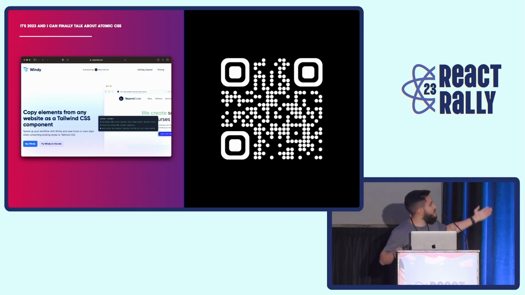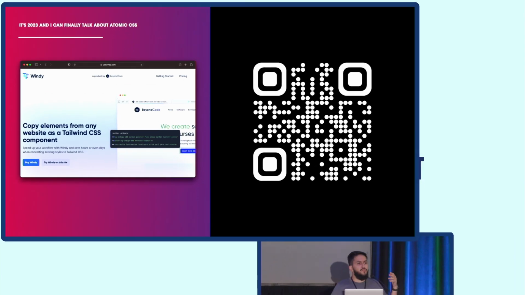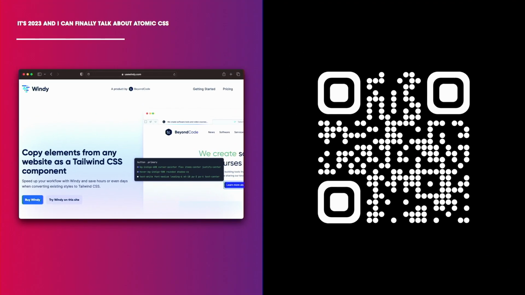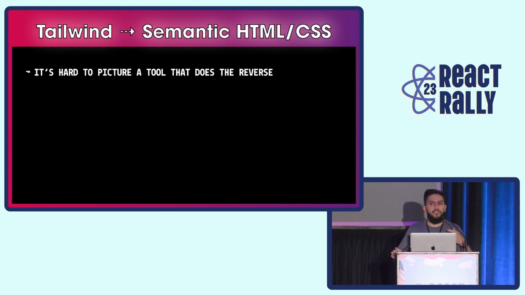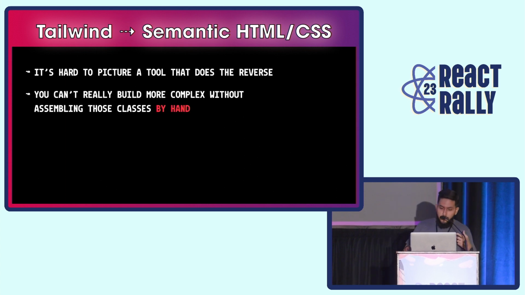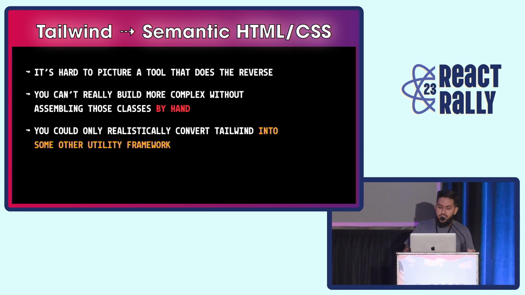And it's no wonder that we have tools like Wendy that automatically go through your code using semantic CSS and generate atomic Tailwind classes out of it. But if we shift and try to think of the opposite, so let's say we have Tailwind or Atomic CSS and we want to convert that into semantic classes, it's really hard to picture a similar tool that would do that, because you can't really build more complex things without assembling them by hand like you would with the other. So most of the time, it is only realistic that you think about converting Atomic CSS from one library or implementation to another.